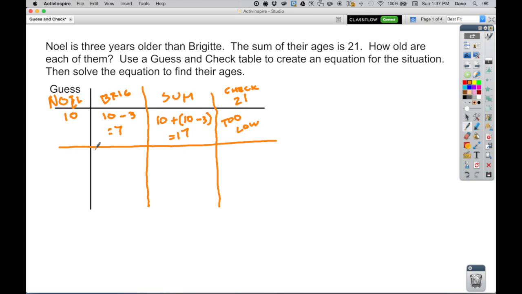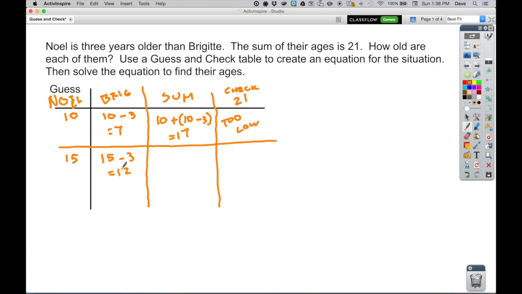So what we're going to do is go back and make another guess. Now, again, the guess itself doesn't matter. What we care about is the process. So again, just off the top of my head, I'm going to guess 15. Since our last guess was too low, we'll go 15. All right, now notice the process here. We start off by guessing Noel's age. Noel is our guess. We then go to Brigitte, whose information is related to Noel's. Noel is 3 years older than Brigitte, so whatever we guess for Noel, we subtract 3, which would give us 12.